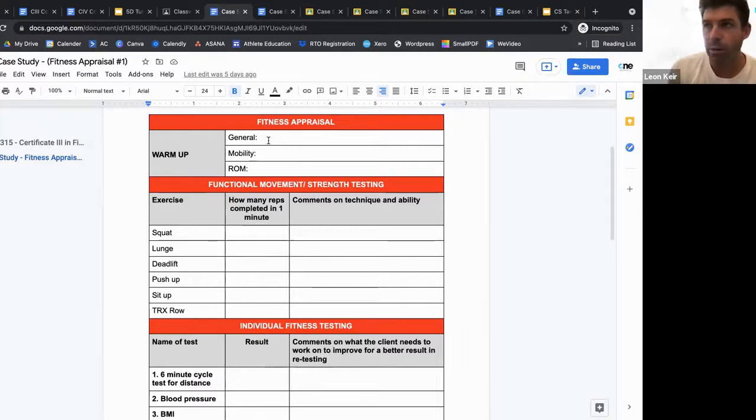So for our general warm up, guys, let's just put like a 5-minute bike. We'll just get their general warm up moving and their blood pumping. So if you just put a 5-minute bike, that's more than enough for a general warm up. Next, you've got mobility exercises, which is the next one here.